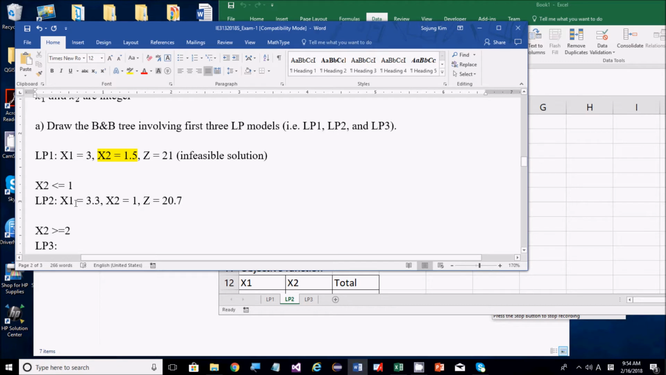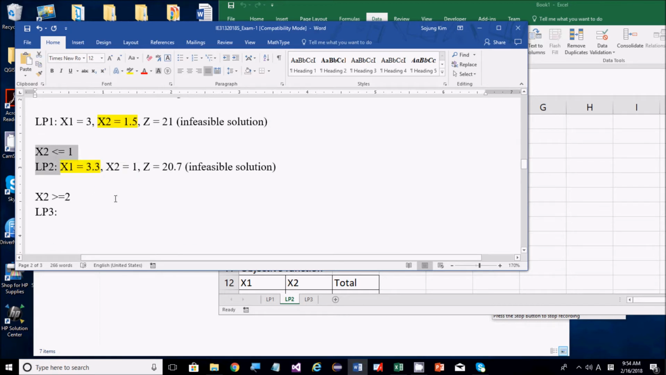Okay, but unfortunately, because x1 is a real number, it cannot be feasible. So we got an infeasible solution here. So you need to do more from this LP2 model.